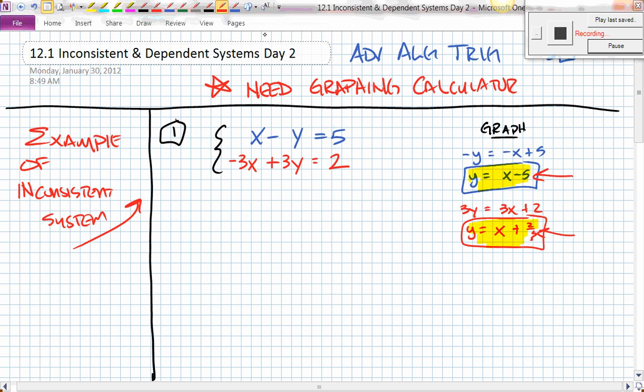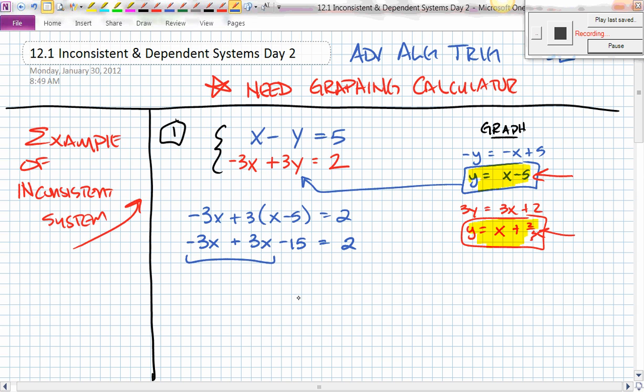And finally, I'm going to show you the algebraic way what you end up with. If I'm going to use substitution here, since I've already figured out what y was, I'm going to take y and plug it in right there. So that's going to give me negative 3x plus 3 times x minus 5 equals 2. So negative 3x plus 3x minus 15 is equal to 2. Well, the 3x and the minus 3x go away. So I have 0x minus 15 equals 2.